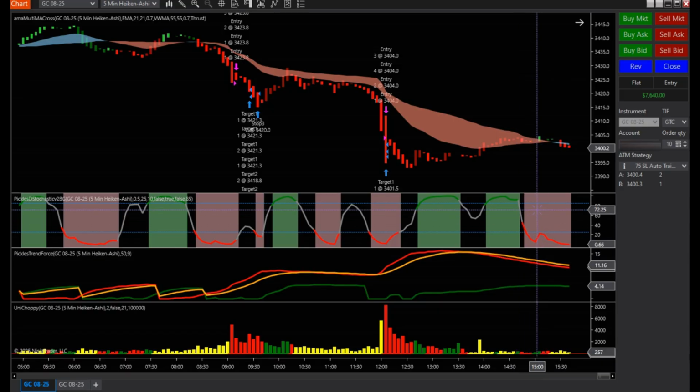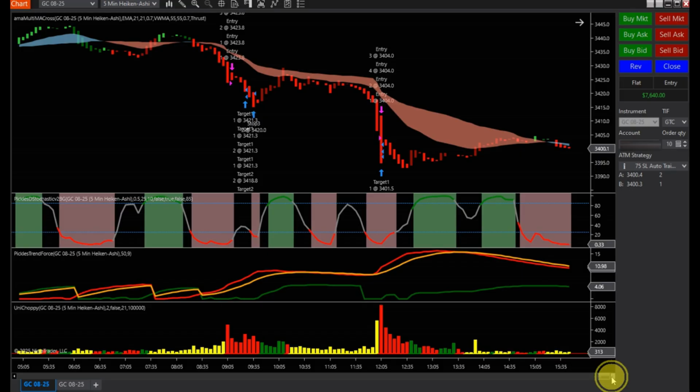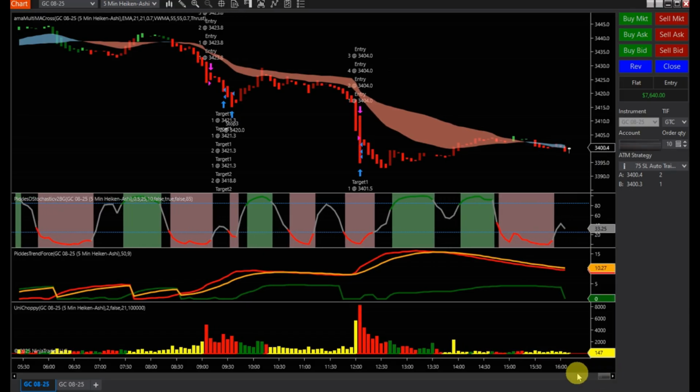Now we're going into 3 o'clock here. Let's see, 3 o'clock. Now 4 o'clock. Now you start to see a blue shade here, but obviously price is not above it, and this is all red, and definitely the green line is way below. So this is definitely no trade here.